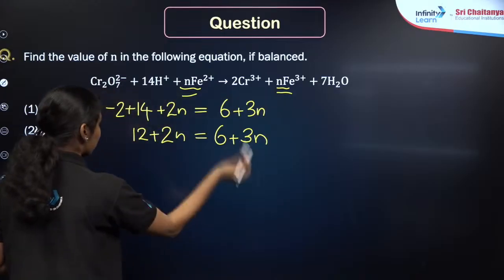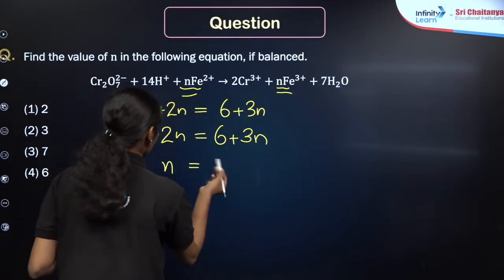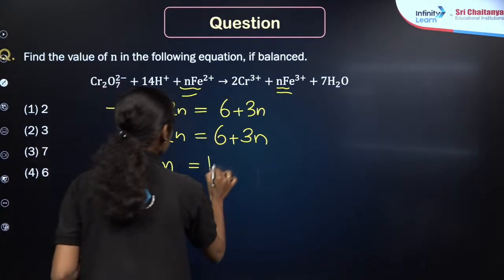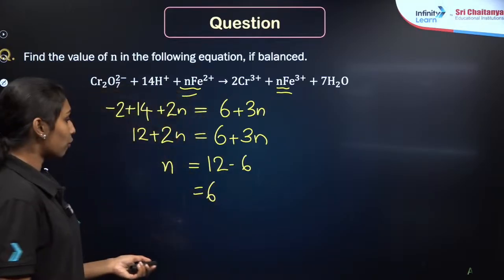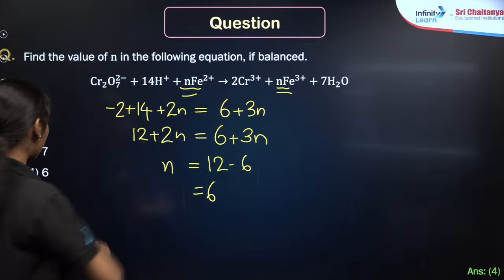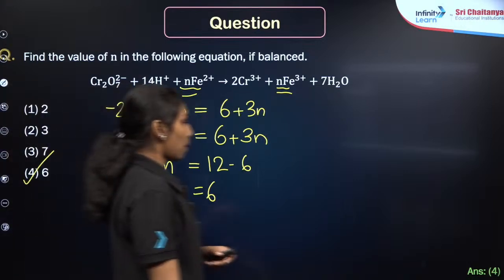Or you can say that 3n minus 2n, n, is equal to 12 minus 6, that is equal to 6. Which means option 4 will be the correct answer. Clear? Option 4 will be the correct answer.